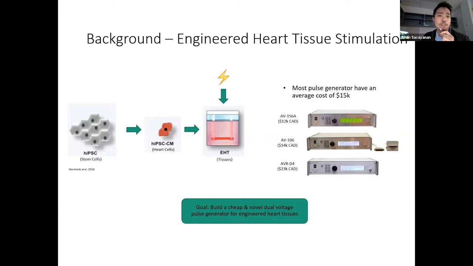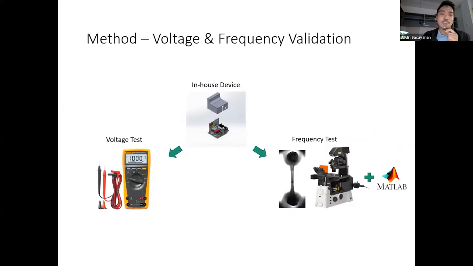In a lot of studies, they've shown that integrating electrical stimulation will allow you to get much better tissue. However, in the market, a lot of the pulse generators are quite expensive. They have an average cost of about $15,000. So the goal of my project is to build a cheap and novel dual voltage pulse generator for engineered heart tissue. In the next slide, I'll show you how this is going to be done.